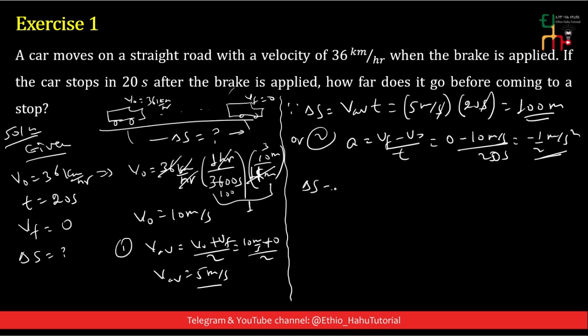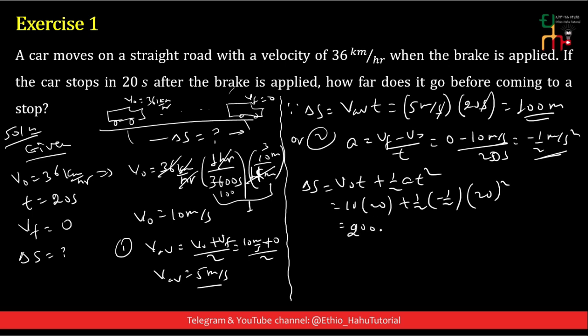Therefore, displacement is equal to V0 times T plus half AT square. V0 is 10, T is 20 plus 1 over 2. Acceleration is minus 1 over 2 times time is 20 square. 10 times 20, 200 meter minus 1 over 4 times 20 square is 400 meter. By 4, 100. 200 minus 100 is 100 meter.